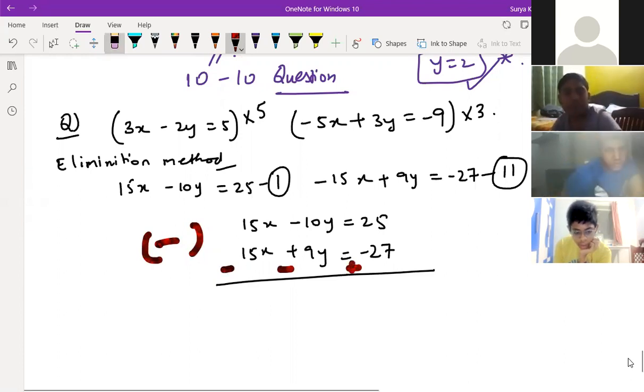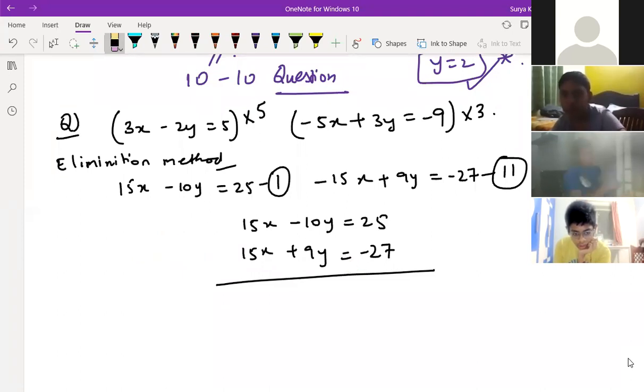Yes, sir. So basically, what you're saying is, if it's a different sign, you have to add. If it's the same sign, you have to subtract. So in either case, it cancels. Exactly. So we should get it cancelled. One part should be cancelled. Either you cancel x or you cancel y.